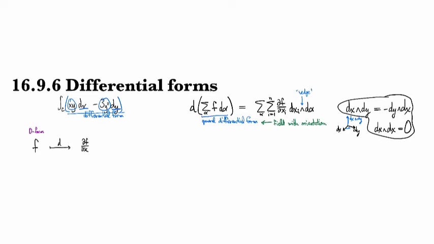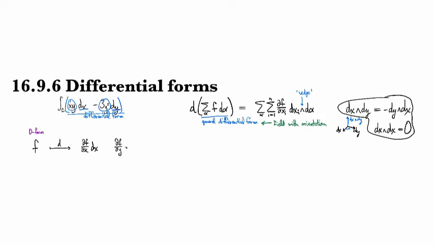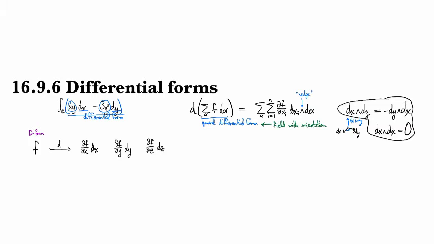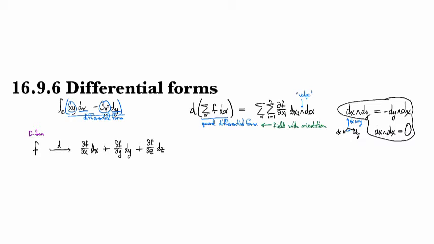So I take the partial derivative with respect to x and tack on a dx. And I take the partial derivative with respect to y and I tack on a dy. And I take the partial derivative with respect to z and I tack on a dz. And then because this says I need to sum from i equals 1 to 3, I'm going to add these up. Boom, boom. Okay, and then you look at this and go, oh, good God.